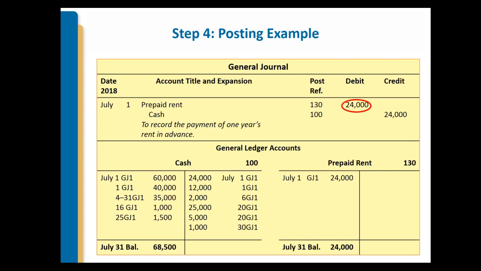So the reference GJ1 next to each of the posted amounts indicates that the source of the entries is page 1 of the general journal. The ledger accounts also contain a posting reference, usually the page number of the journal in which the journal entry was recorded. The reason we do this is to allow for cross-referencing between the journal and the ledger.